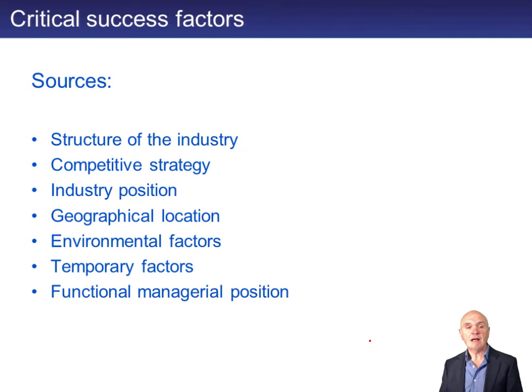Sources, here I'll just look at a couple of these here. Structure of the industry. If you're in a very competitive industry, then this might be suggesting that your cost per unit, your cost base, is going to be very important in your critical success. Your competitive strategy. Are we going to be competing by innovation or by some other mechanism of competition? Industry position. If we're a very small player in an industry, then probably it's going to be hard for us to get our cost per unit down. So that's not what allows us to survive.